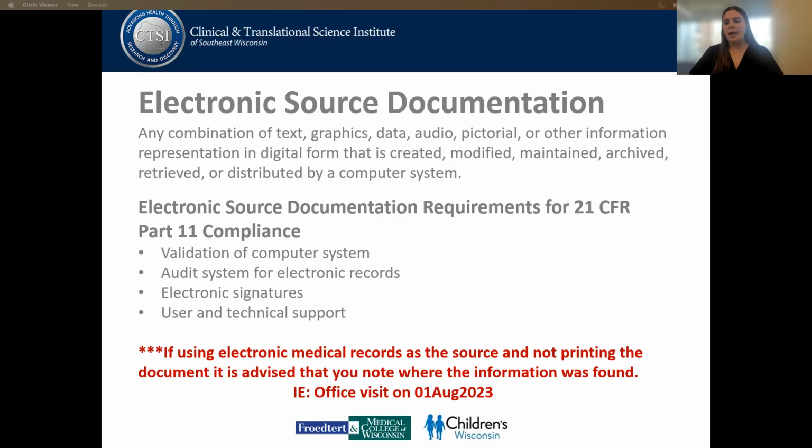This doesn't apply to paper records that are transmitted electronically. So if you're sending that information over email, things like that, that doesn't fall into that Part 11 compliance. We're talking about actual source documentation, so if it's the first place that you're collecting that information.